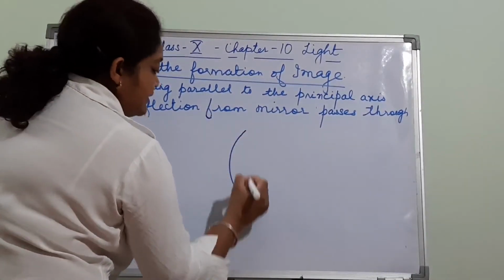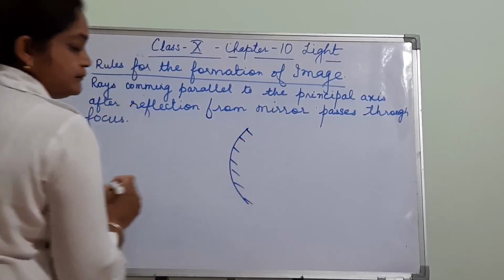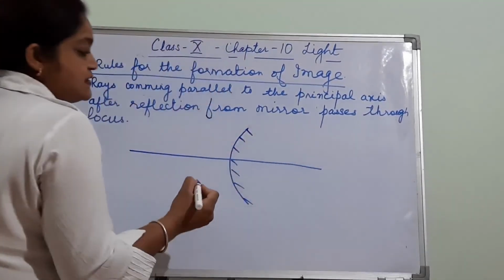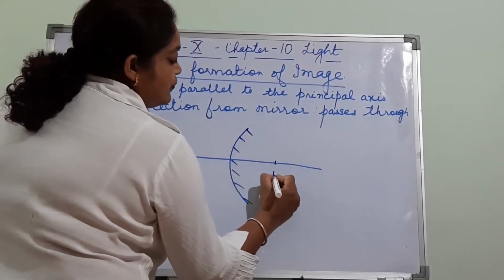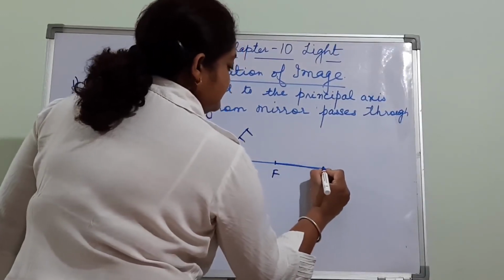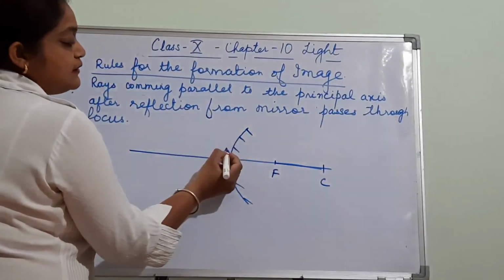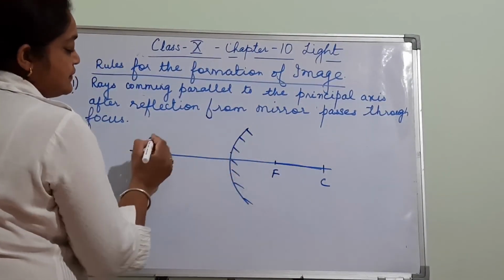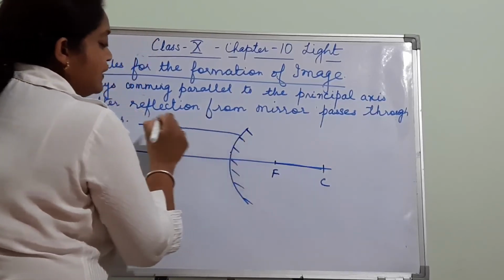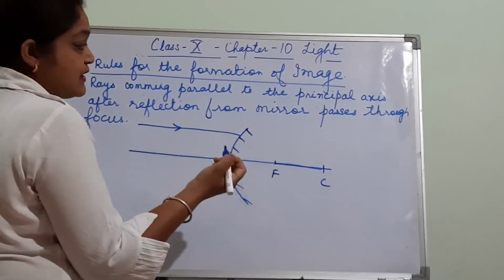For a convex mirror, this is the polished surface, this is principal axis, focus, center of curvature. Now this side is the reflecting surface. So a ray of light parallel to principal axis, after reflection it passes through focus.